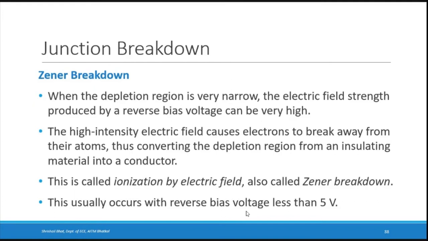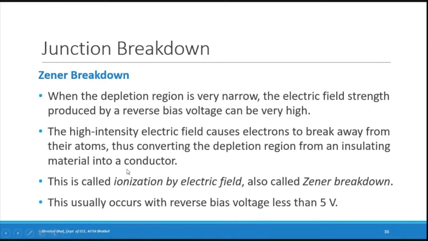But if you subject that thing to a very high strength electric field, it will cause the electrons to break away from the atoms, and they will become free electrons, and it will start conducting. So this is called ionization by electric field. Here ions are produced because of the electric field that is applied, and the breakdown is called Zener breakdown. This normally happens when the voltage is less than 5 volts, right?